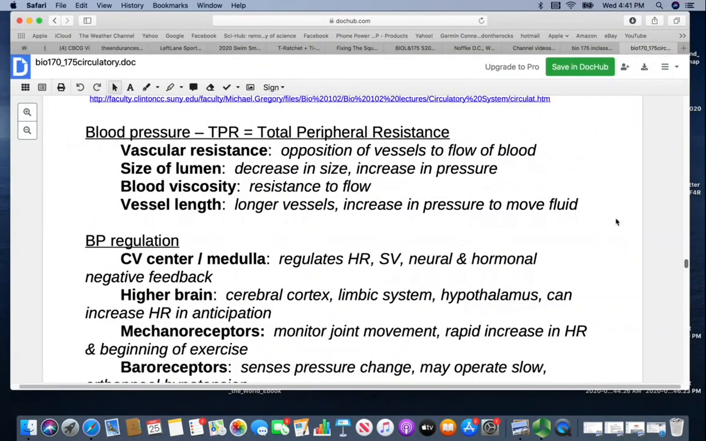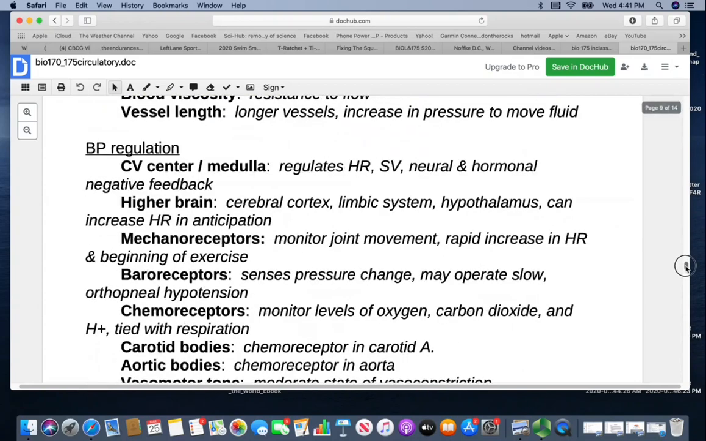So when we look at blood pressure regulation, there's several components that come into play. Your cardiovascular center in the medulla oblongata is going to regulate the heart rate and the stroke volume. This is going to use both neural and hormonal negative feedback loops. The higher brain will have influence from the cerebral cortex, the limbic system, and the hypothalamus. You can actually have the heart rate increase in anticipation of it needing to go up.